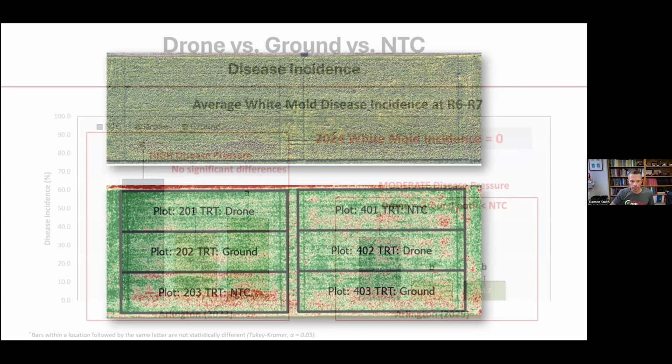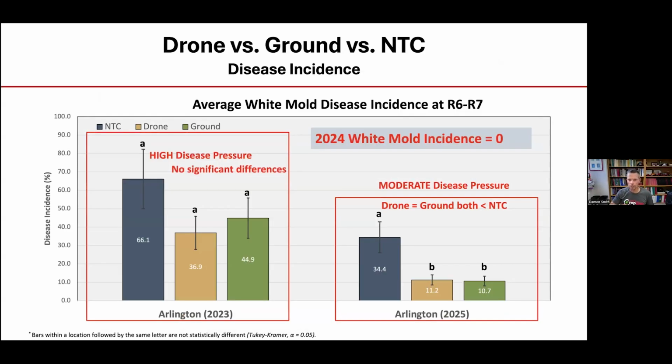We looked at the data. We get quite a bit of variability in terms of white mold in these larger strips, but Bryce was able to show some nice reductions in white mold with both the drone and the ground application. So it wasn't statistically significant at Arlington in 2023, but very high pressure there. You could see nice reductions where the drone and ground rig were both used. Again, Arlington 2025 here, nice reductions. Again, these were actually statistically significant and a little less pressure in this particular location in 25, but nice reductions.